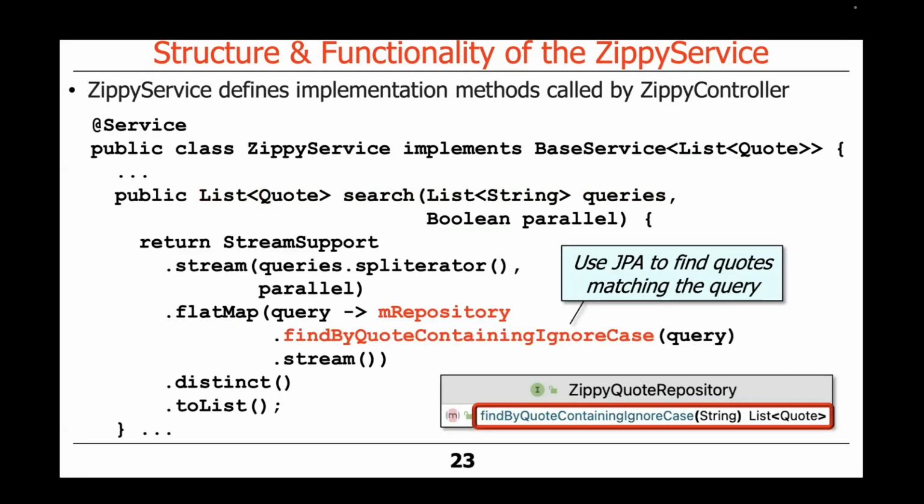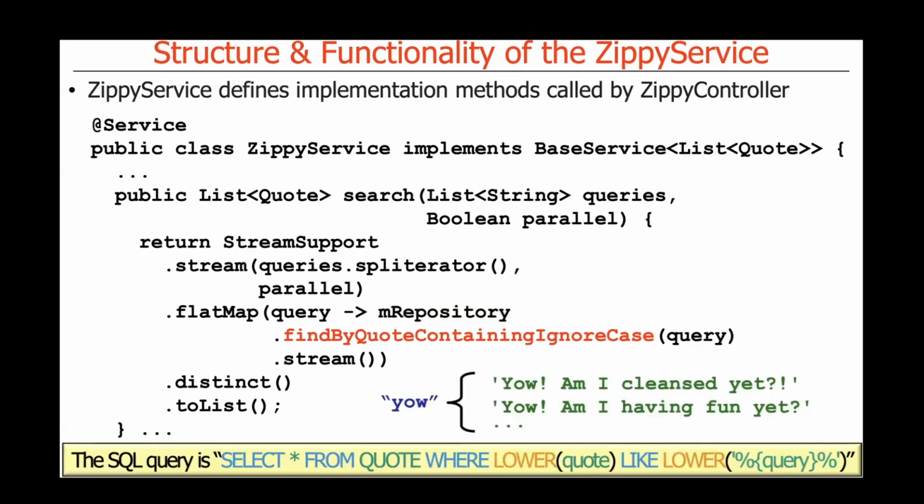And here's what we're going to do. We're going to use the findByQuoteContainingIgnoreCase method, which was automatically generated using the keywords in the Spring Data API in the ZippyQuoteRepository to find quotes that match a given query in the list of queries. So for example, if someone wants to match Yao, these are some things we're going to get matching. And in this case, as we talked about before, we're going to select anything from the quote table where the lowercase quote field or column is going to be matched by the lowercase query. It doesn't have to be a perfect match, it just has to be a subset.